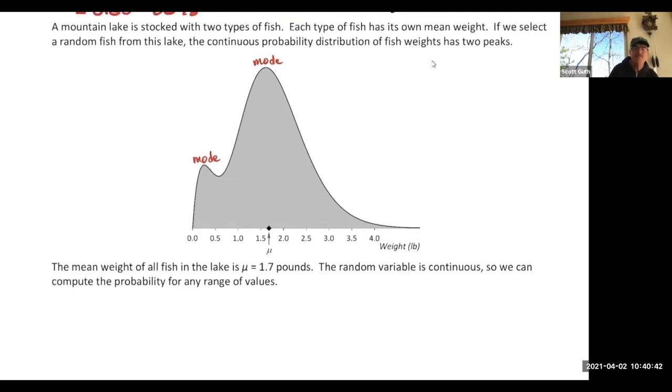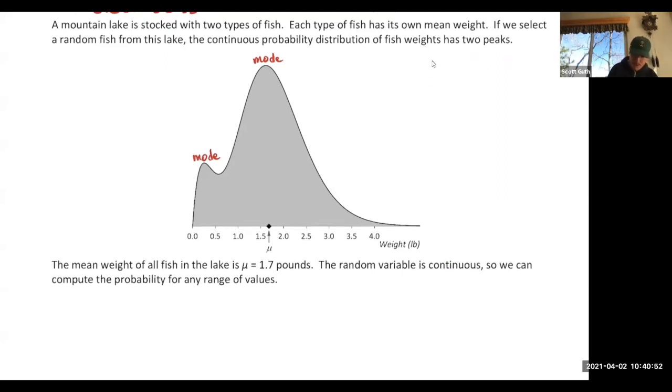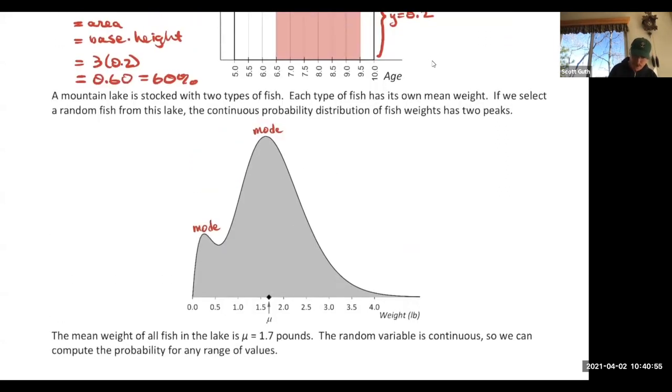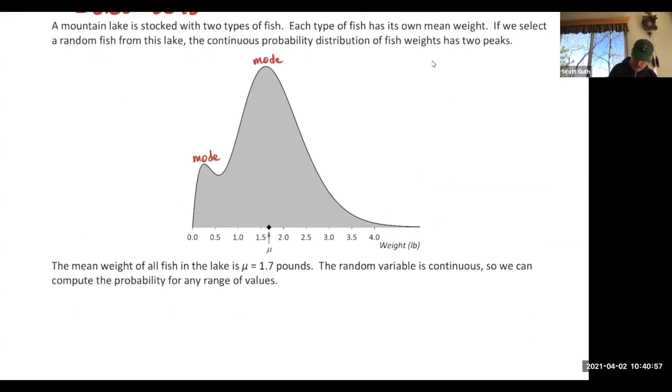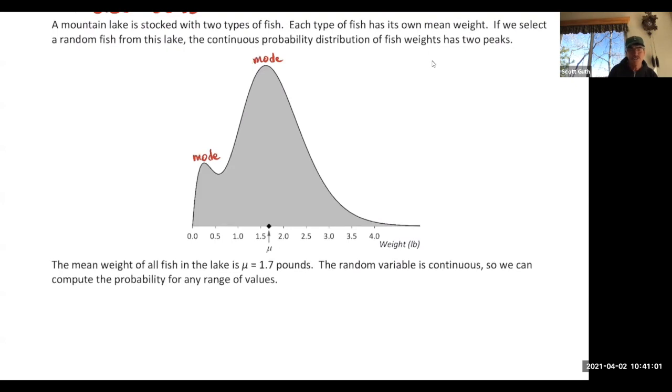It still is a probability distribution, so the total area is still 1. The mean is 1.7 pounds, it says, and that's all based on a bunch of nasty math that I did to make this graph. The random variable is continuous, so we can compute the probability for any range of values, it says.